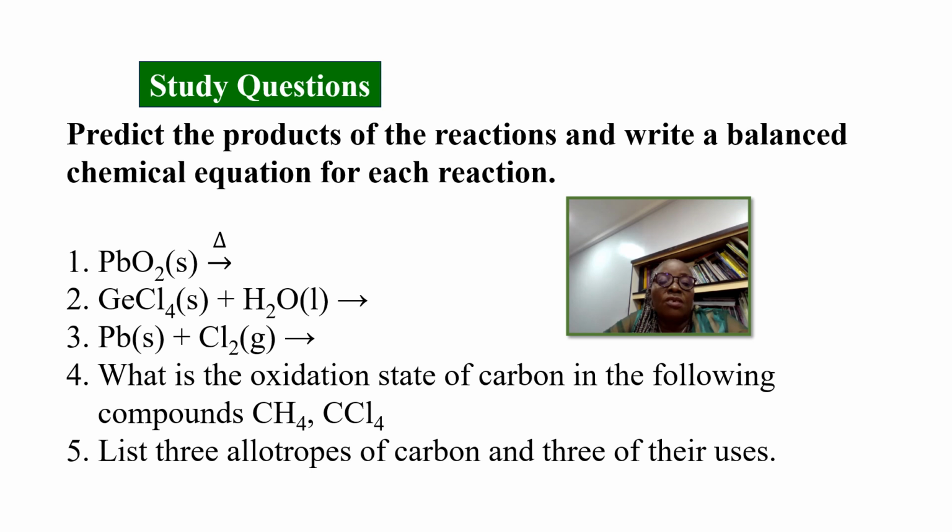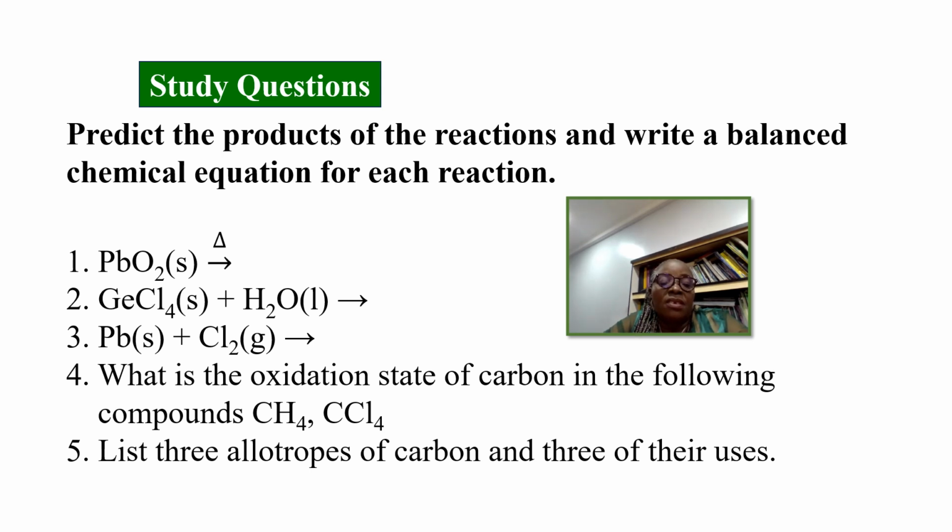Questions 1 to 3 say predict the products of the reactions and write a balanced chemical equation for each reaction. Question 1. Lead dioxide solid decomposes. What are the products of the reaction? 2. Germanium tetrachloride solid plus water liquid, give the product of the reaction. And then the third one says lead solid plus chlorine gas, give the product of the reaction.